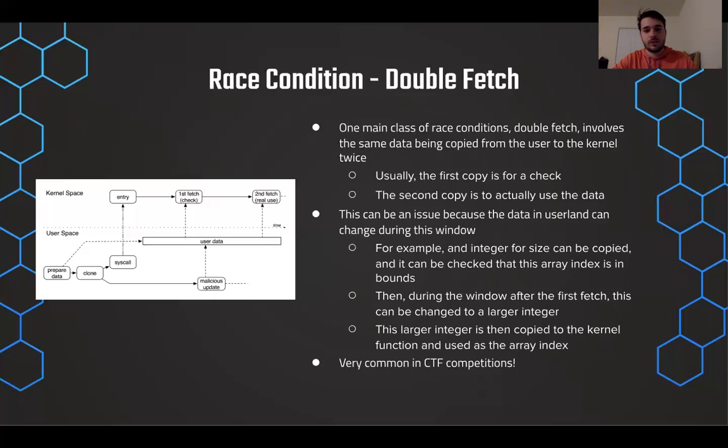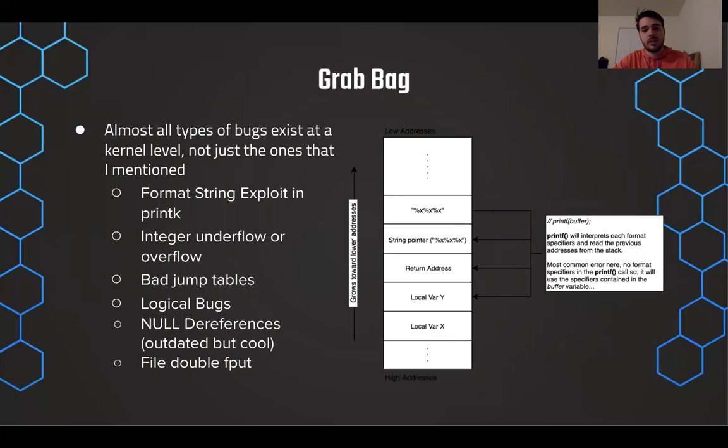Yeah, there's a few interesting challenges for stuff like that. Then here's some random stuff that is definitely possible at the kernel level. printk is the kernel's version of printf, and yes, it can also have format string bugs. It's not perfect. There's integer underflows and overflows and signedness issues as well with those integers.